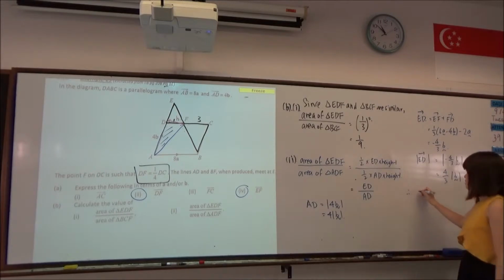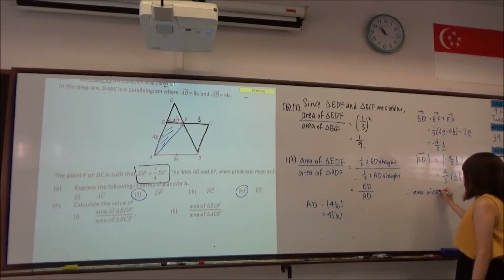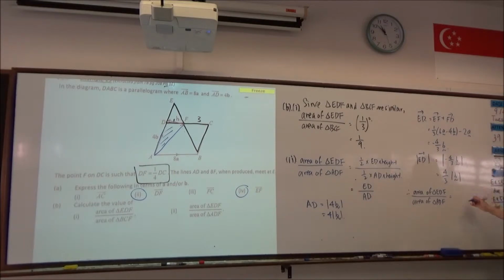So therefore the area, so the ratio of the areas will be equals to 4 over 3 modulus of b over 4 modulus of b. So therefore it is 1 over 3. This cancels out.